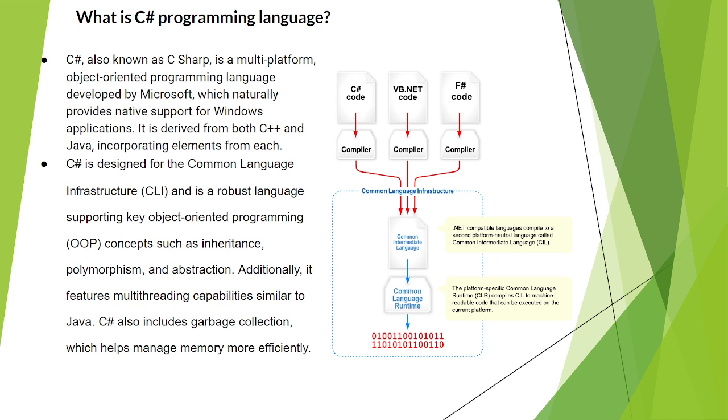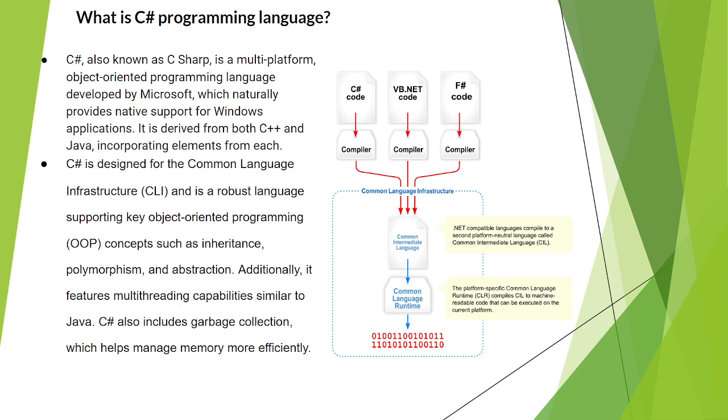C Sharp, also known as C#, is a multi-platform object-oriented programming language developed by Microsoft, which naturally provides native support for Windows applications. It is derived from both C++ and Java, incorporating elements from each. C Sharp is designed for the Common Language Infrastructure and is a robust language supporting key object-oriented programming concepts such as inheritance, polymorphism, and abstraction. Additionally, it features multi-threading capabilities similar to Java. C Sharp also includes garbage collection, which helps manage memory more efficiently.